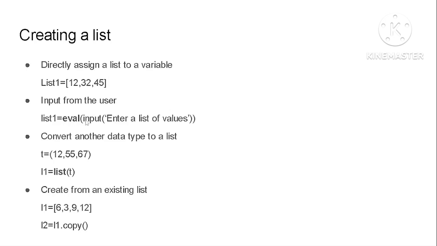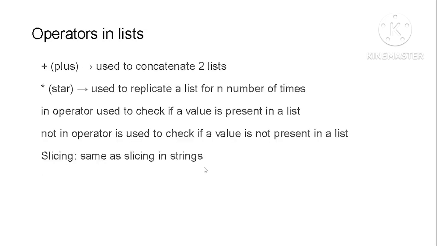In that case, if you simply give an input statement, it is considered as a string. So you have to give eval of, which will evaluate the brackets and consider that as a list. So you will assign the variable is equal to eval of input and ask the user to enter a list of values. Or you can convert a sequence data type like a string or a tuple or a dictionary into a list using the list function. Or you can create a copy of an existing list. Suppose you have a list called L1. L1 dot copy will create a copy of the existing list. So these are different methods to create a list.